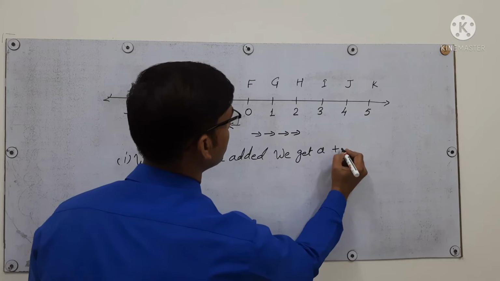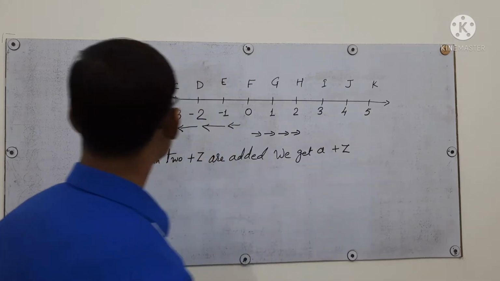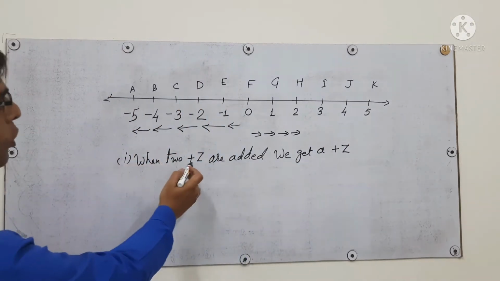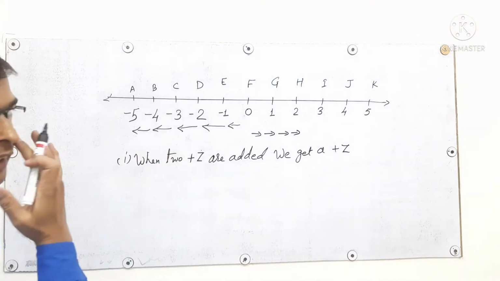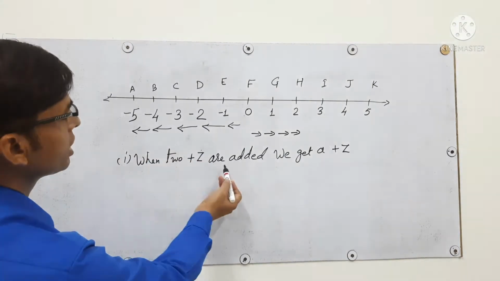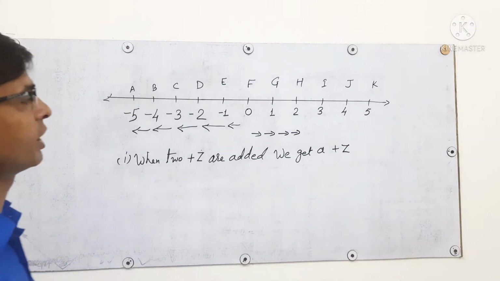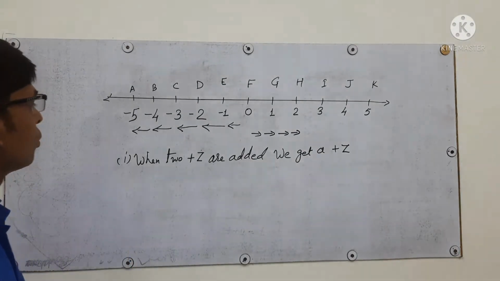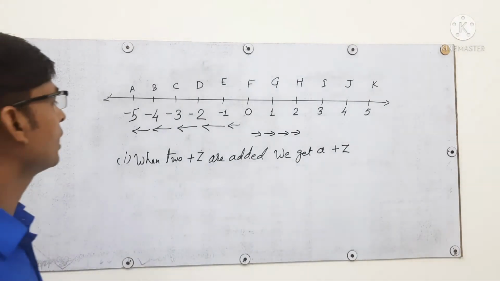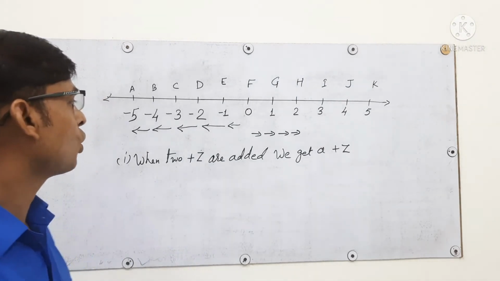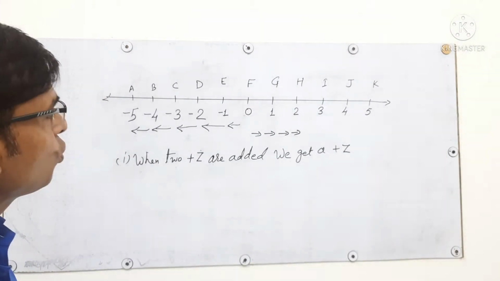We get a positive integer. Okay, so the first question is: when two positive integers are added, we get a positive integer. So what do you think, is this statement correct or incorrect? That is, whether it is true or false.